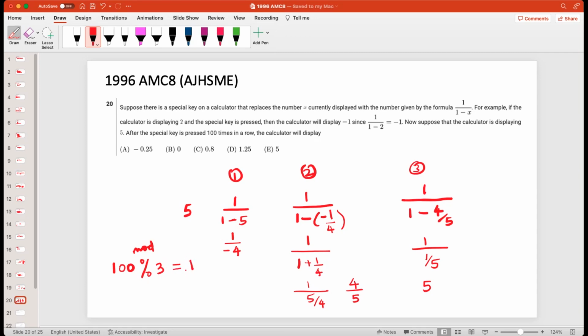So after 5 comes, there should be one more press, right? So my answer there will be minus 1 by 4, because this is 1, right? This is the first. It's like pressing the first time once again. So this is going to be minus 0.5. That's your answer.